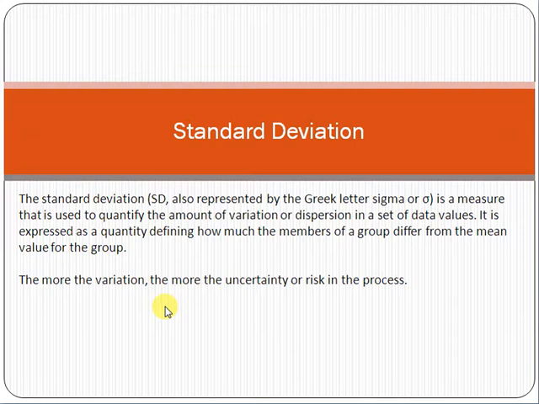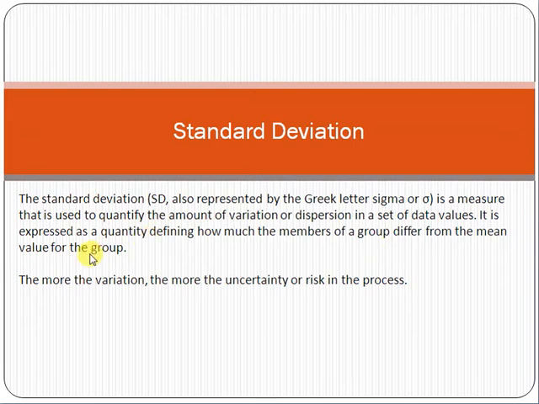So let's start. Standard deviation. Friend, standard deviation is basically a Greek letter, sigma, and this is the symbol of standard deviation. It is a measure that is used to quantify the amount of variation or dispersion in a set of data values. It is expressed as a quantity defining how much the members of a group differ from the mean value of the group.